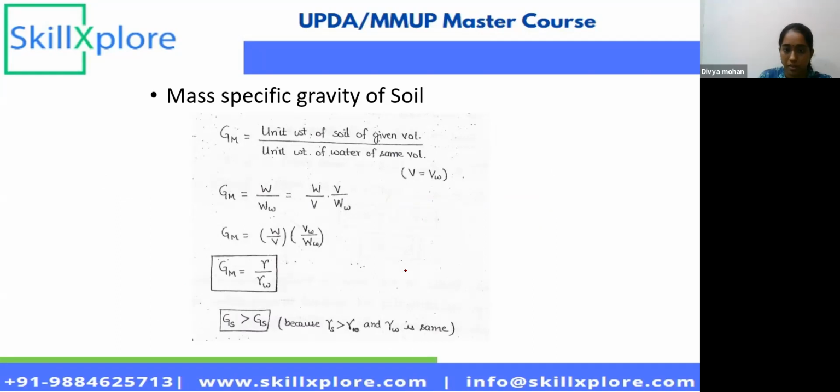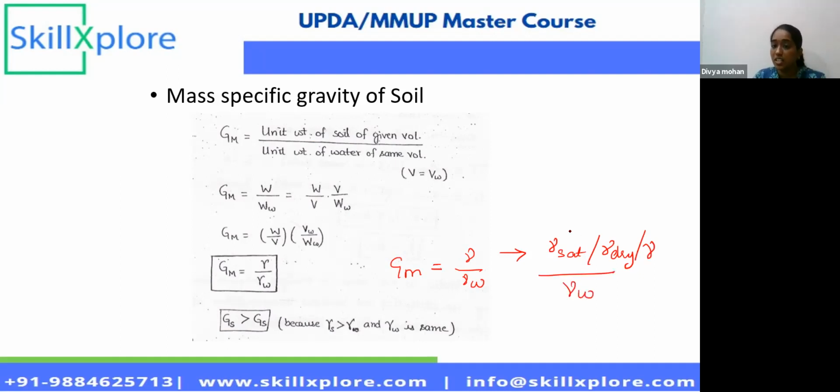Here we can say that gamma m is gamma by gamma w. Gamma may be gamma sat or gamma dry, or the bulk unit weight of a soil. However, since this is an indication of the presence of water in it, this value will always be less than gamma s. Sorry, this is gamma m. So gamma s will always be greater than gamma m.